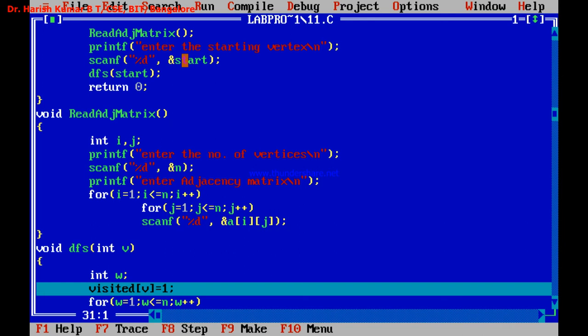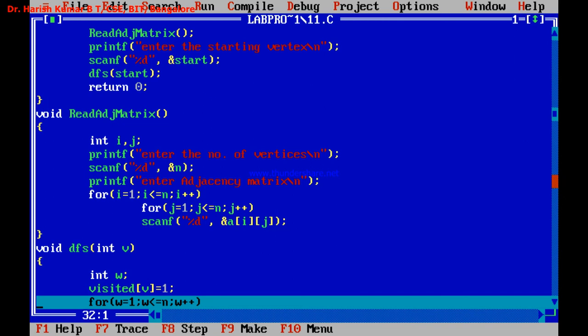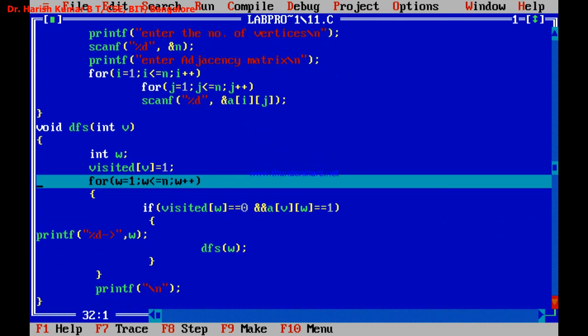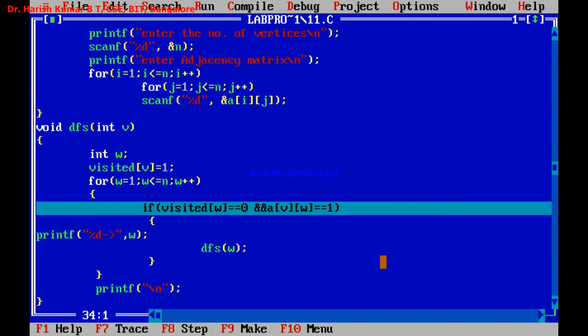Now we run a for loop for W equal to 1, W less than or equal to N, W plus plus, and the N value is 5, you already know. Now W value is 1, and 1 less than or equal to 5 is true. Now we get into the for loop, and then we are checking whether visited of W. What is the value of W right now? 1 in the first iteration.